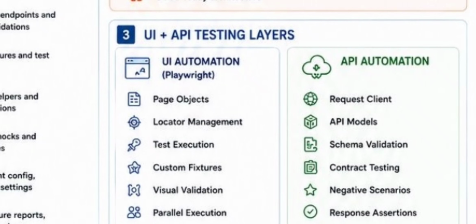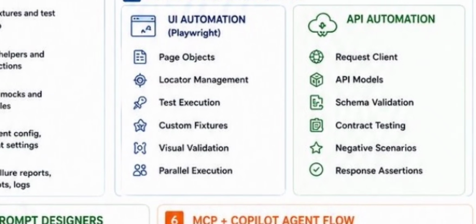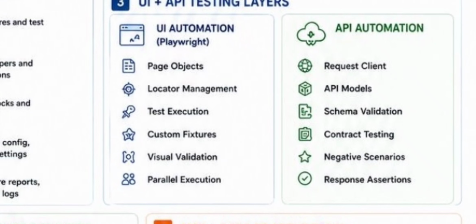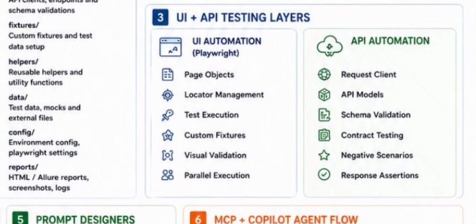And then in the third section we have discussed the UI plus API testing layer. These are the components with respect to UI automation, and these are the components that need to be met for API automation.